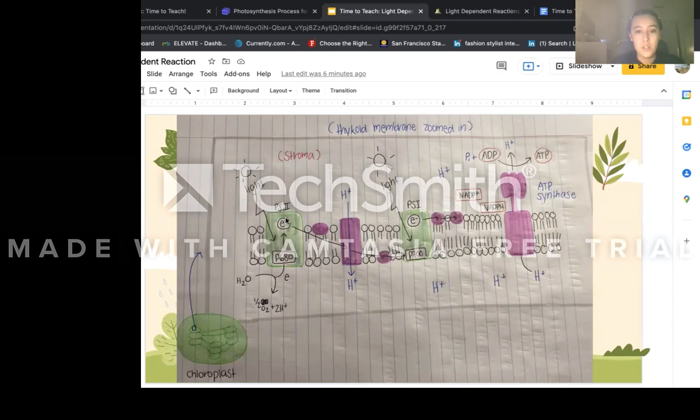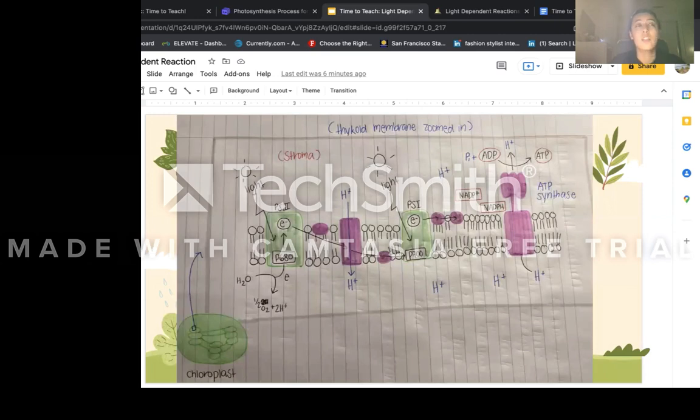As these electrons move through the electron transport chain, they actually lose energy. And when they lose energy, that is used to help move hydrogen ions into the thylakoid, creating a hydrogen gradient. This gradient is then used to fuel the production of ATP, where they go through this tall purple structure that I drew. They go up and then they help make ATP.